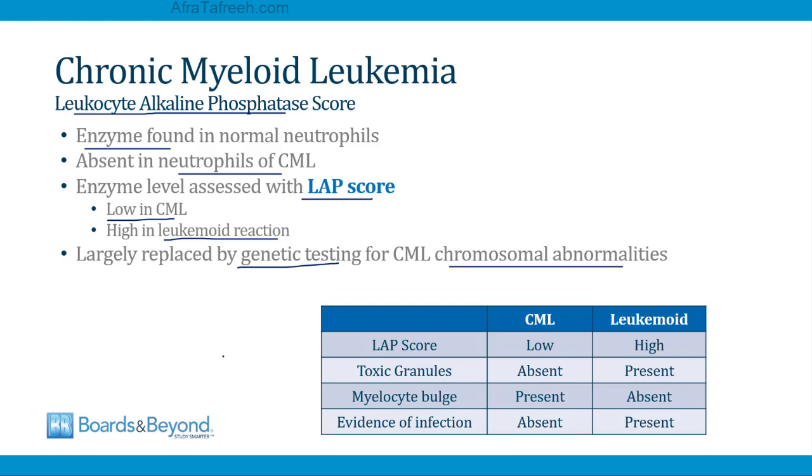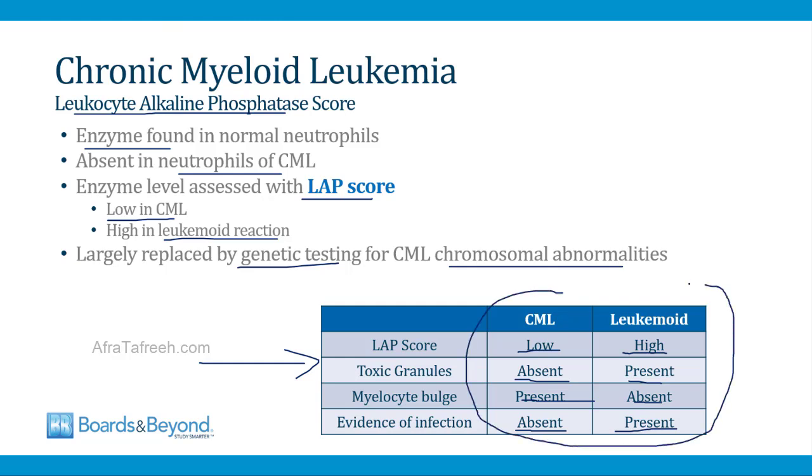But just to summarize, let's look at this table at the bottom of the screen. In CML, the LAP score is low, toxic granules are absent, there's a myelocyte bulge, and there's no evidence of an obvious infection. In patients with a leukemoid reaction, in contrast, the LAP score is high, toxic granules are present, there's no myelocyte bulge, and evidence of infection is also apparent. So make sure you know these things on your board exams. They're going to want you to distinguish patients with infection from patients who have CML.